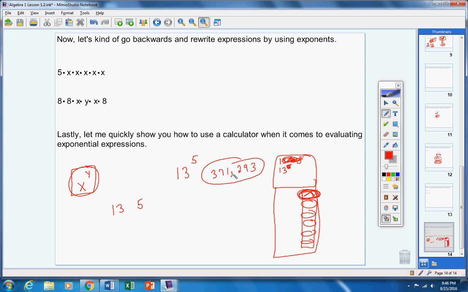And by the way, you need to know how to do that. I will give you some on a test where you're not allowed to use a calculator, and I will give you some where you have to use a calculator. Okay? So make sure you understand that.